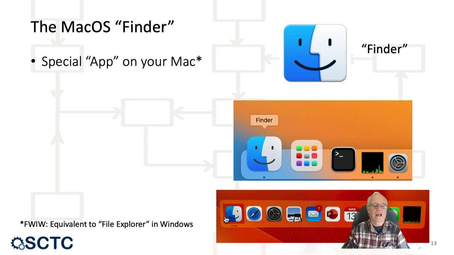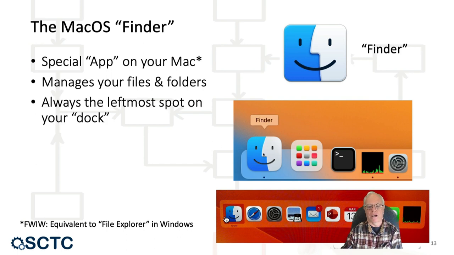So the Mac OS has a special app called the Finder. And you're probably familiar with this little smiley face from 1984, I think. And that is the icon for the Finder app. And by the way, this is equivalent to the File Explorer in Windows. Windows and Apple Macs have essentially the same file system structure. I know we weren't going to talk about Windows, but it's almost exactly the same because it's universal. And the Finder is the way to navigate the file system on your Mac.